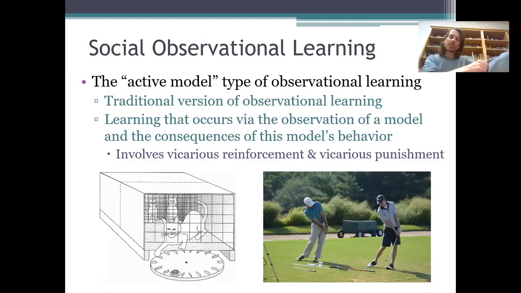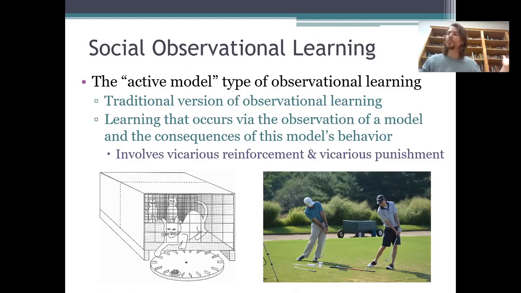Basically, guys, social observational learning is what we usually think of as observational learning, and it's how I usually talk about observational learning. So social observational learning is where there is a model involved, okay? It's where you observe a model's behavior and the consequences of that behavior, and then as a result, your own behavior gets vicariously punished or vicariously reinforced. And so social observational learning is also known as the active model type of observational learning. Because again, with it, there is a model, right? There is a sort of demonstrator that you're learning from.